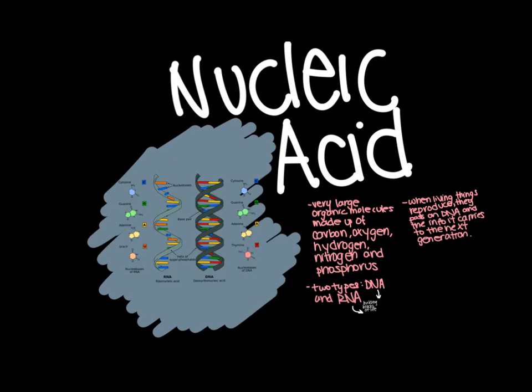Nucleic acids are the basic building blocks of life, consisting of carbon, oxygen, hydrogen, nitrogen, and phosphorus. DNA and RNA are two types of nucleic acids. DNA determines the difference among living things and is dependent on a related order in the RNA. RNA, on the other hand, is dependent on a sequence of amino acids and proteins. When living things reproduce, they pass on DNA and the information it carries to the next generation.